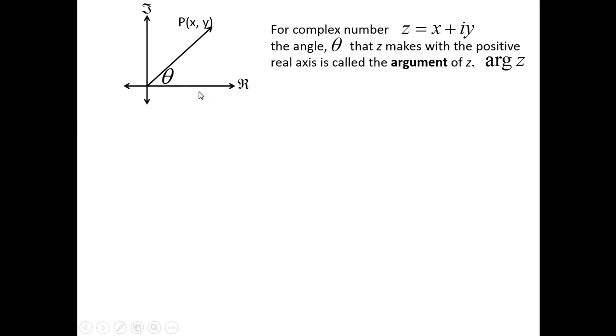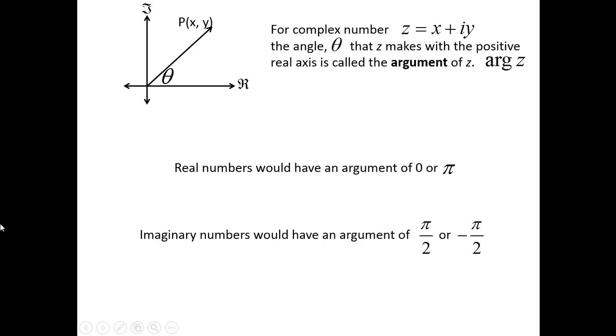so in other words, the positive x-axis, that's called the argument of z, and the notation for it is arg z. Think about real numbers. The argument for a real number, meaning it would be on the x-axis somewhere, would have to be either 0 if it's on the positive x-axis, or pi if it's on the negative x-axis. If it's a strictly imaginary number, it would have to be on the y-axis somewhere. So the argument would either be pi over 2 or negative pi over 2, or 3 pi over 2. There's a lot of answers you can have for some of these arguments because of the periodic nature of the circle.